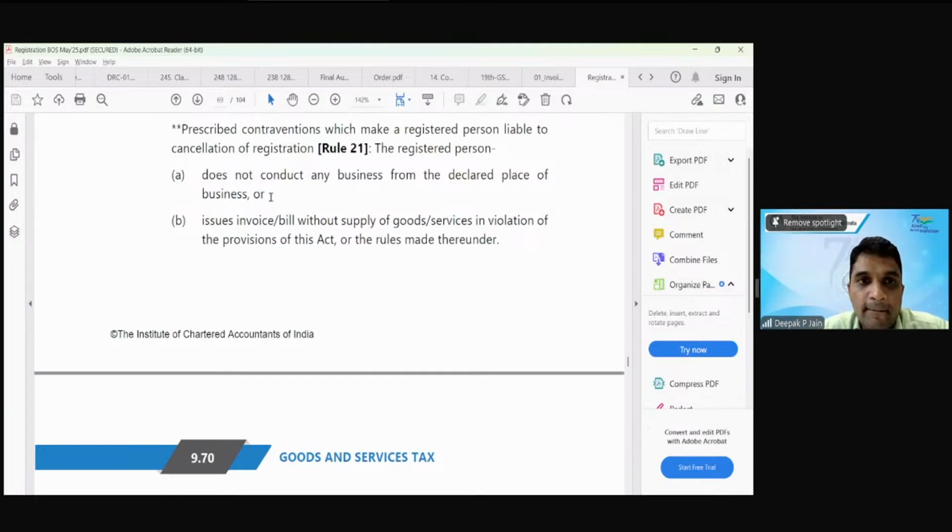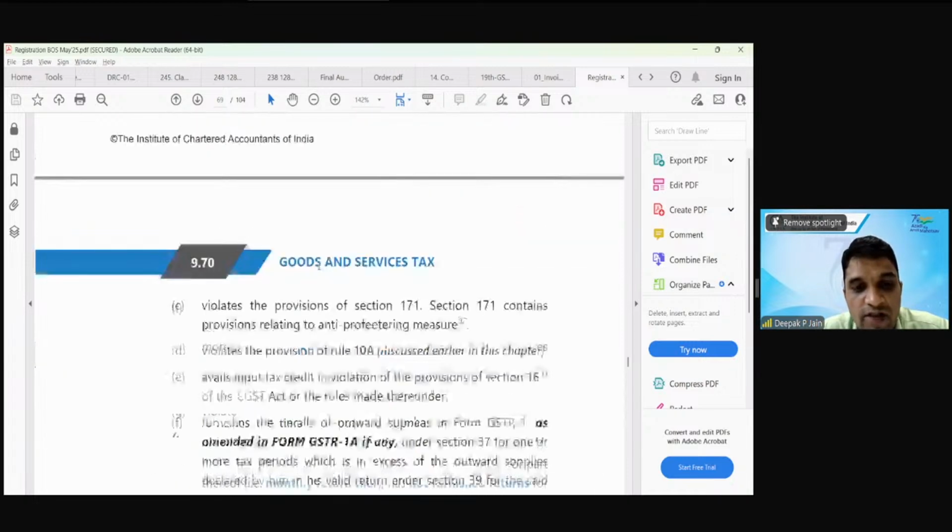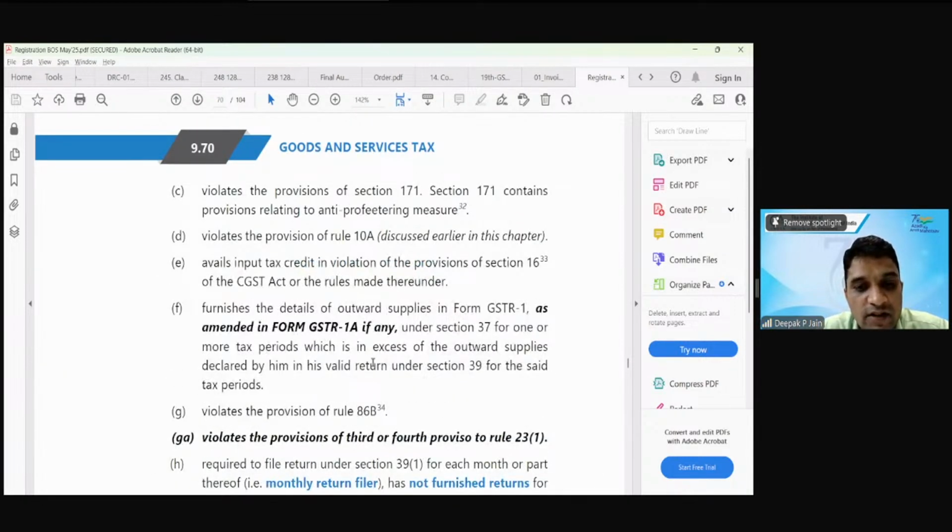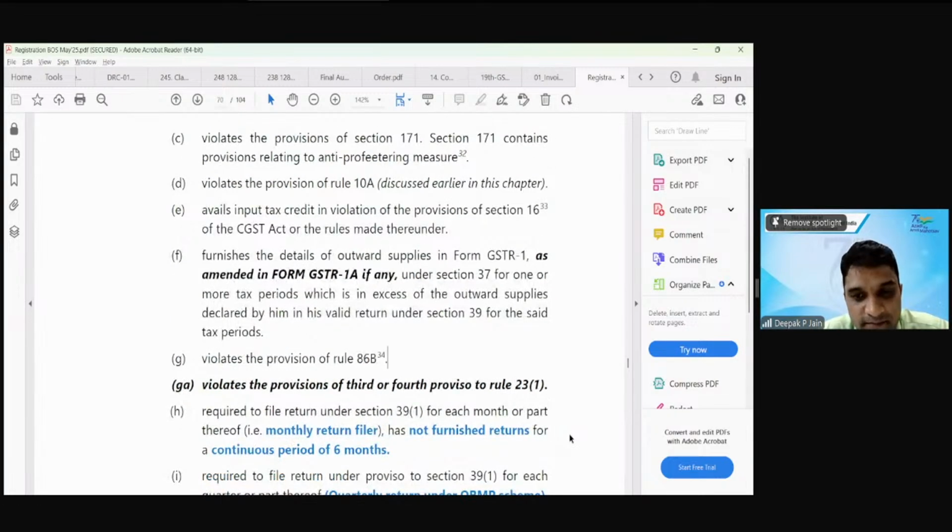You do not conduct business from the declared place, you issue invoice in violation of provisions, violates the provisions, violates... here, see, this is a new addition: violates the provision, and the third and fourth provisos. Earlier this was not there, now it has also been included. You include tax credit in violation of the provision of section 16.